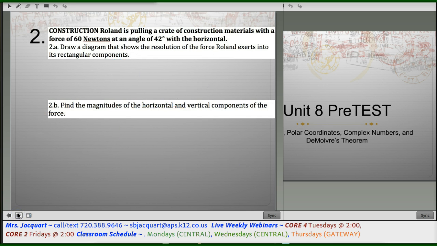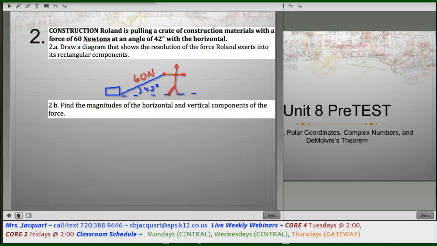Okay, number 2, construction. Roland is pulling a crate of construction materials with a force of 60 newtons, at an angle of 42 degrees with the horizontal. Draw a diagram. So Roland's pulling a crate. Let's make a little crate. He's pulling the crate. This is 42 degrees. And he's pulling it with a force of 60 newtons. There's Roland. Okay, there's our really cool diagram.